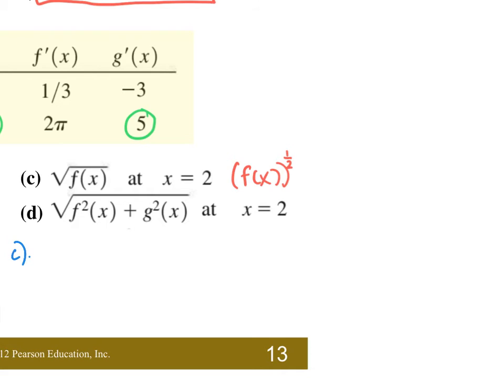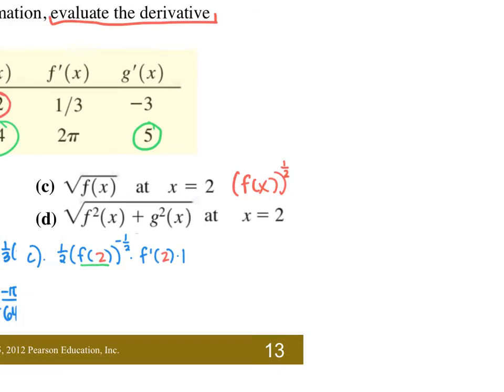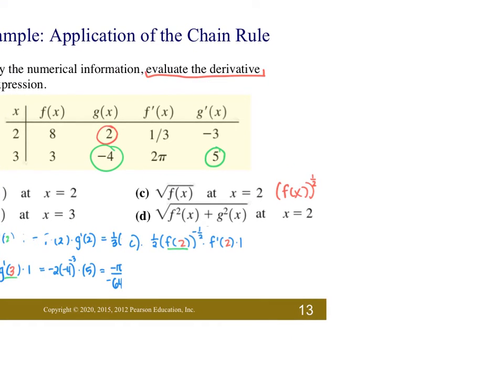The derivative from the outside in is 1/2 f of x to the -1/2 times the chain rule of f prime, leaving x alone, and then times 1. And then I'm going to evaluate this at the number 2. So after I've taken the derivative, I will substitute in the value of 2. So let's find f of 2 first from our chart. f of 2 is 8.